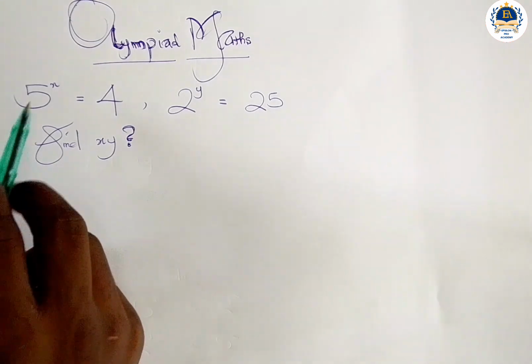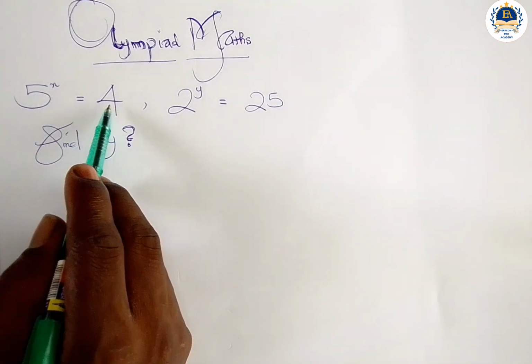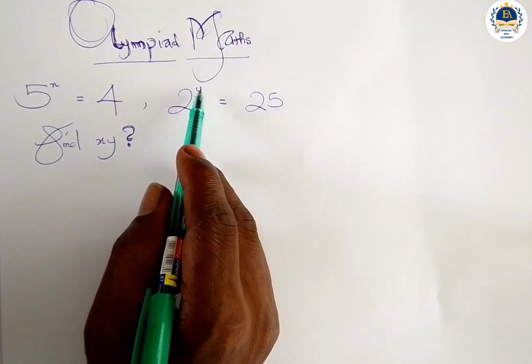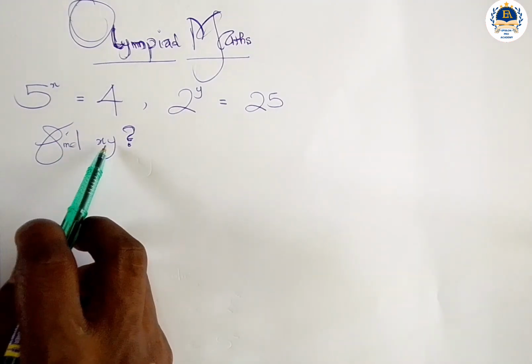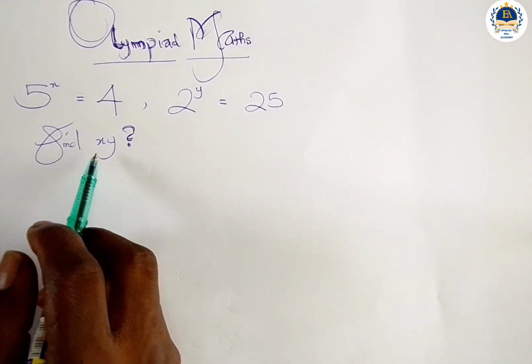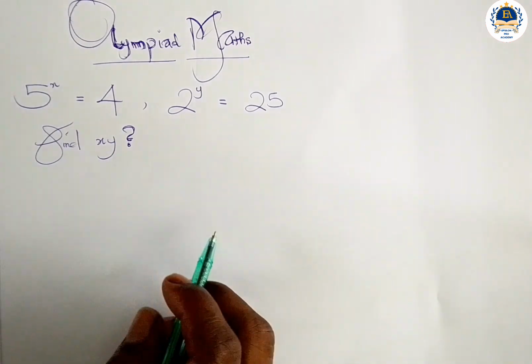The question is 5 raised to the power of x is equal to 4 and 2 raised to the power of y is equal to 25. What is the product of x and y? What is x times y? How do we solve this?